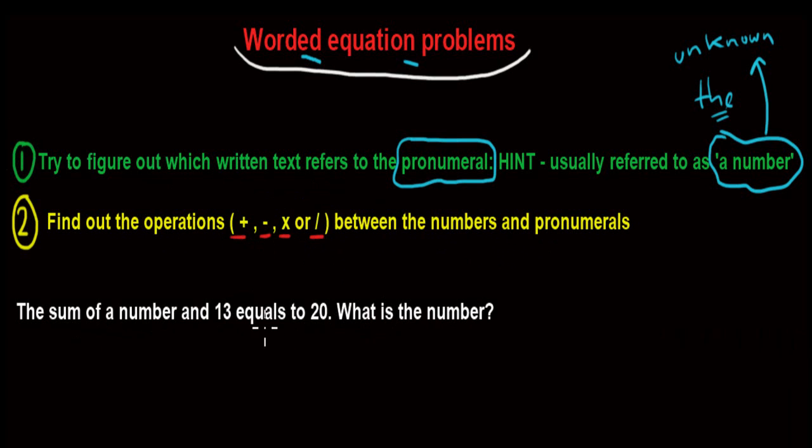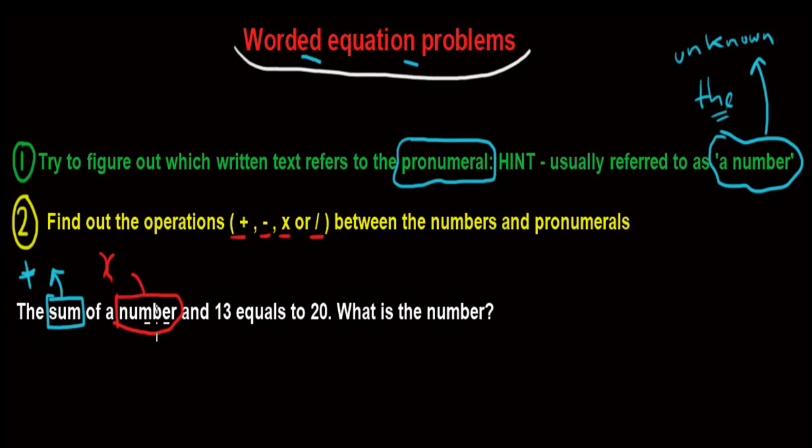What is a number? Alright, so again, remember, anything that usually refers to, if it says a number, this is what we don't know. We usually just call it x, so this would be x. That's the first thing. We've got to figure out which one is our pronumeral. In this case, it says a number is, so the number, this is our pronumeral right here. Second part is we're trying to figure out what signs will be in between different numbers and pronumerals. And it tells you here, the sum, so sum would refer to plus, so we're adding two things together.